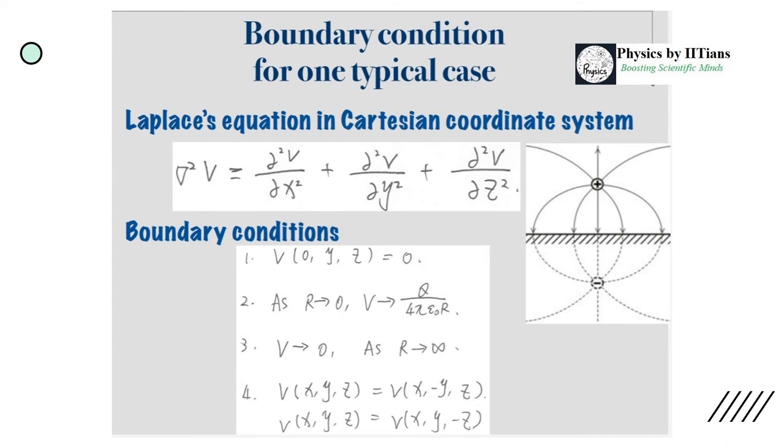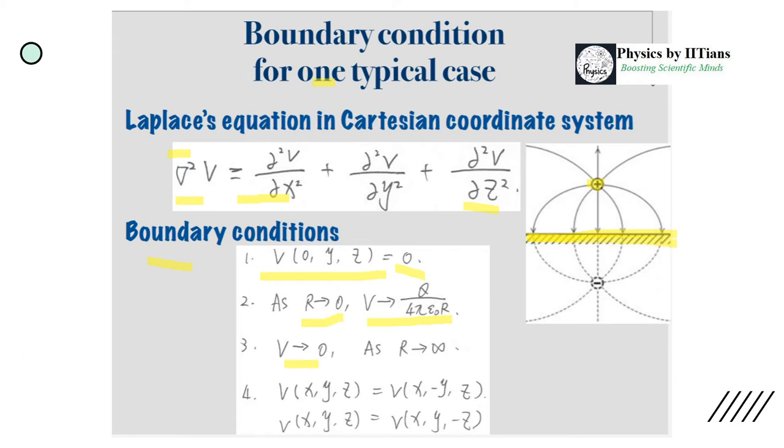Now, what kind of boundary conditions? Suppose the Laplace equation is given for the Cartesian coordinate system, that is del 2 V by del x2 plus del 2 V by del y2 plus del 2 V by del z2. The boundary conditions for this specified problem, where there is a charge plus q and a conducting plane, are: V at (0, y, z) is 0, that is, the potential on this conducting surface is 0. Now, as r tends to 0, that is, the distance between the charge and the conducting plane tends to 0, V becomes q by 4 pi epsilon naught r.